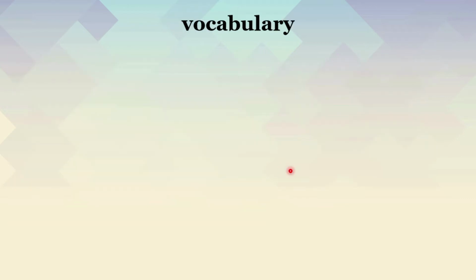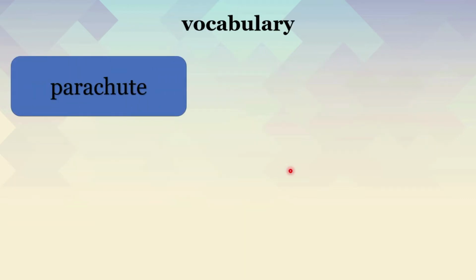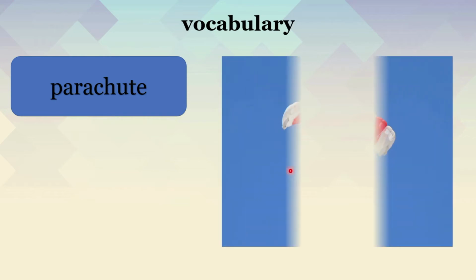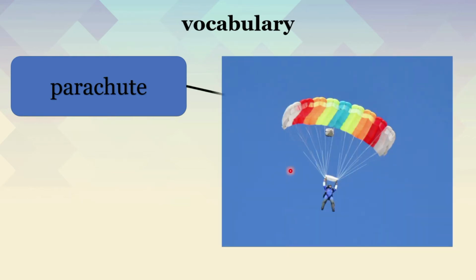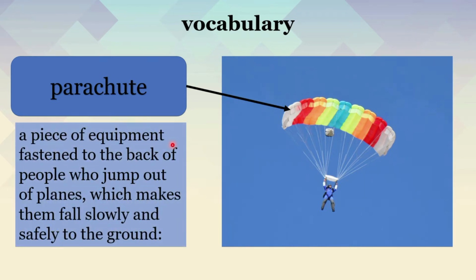Our next word is parachute. This is a parachute. A parachute is a piece of equipment fastened to the back of people who jump out of planes, which makes them fall slowly and safely to the ground.